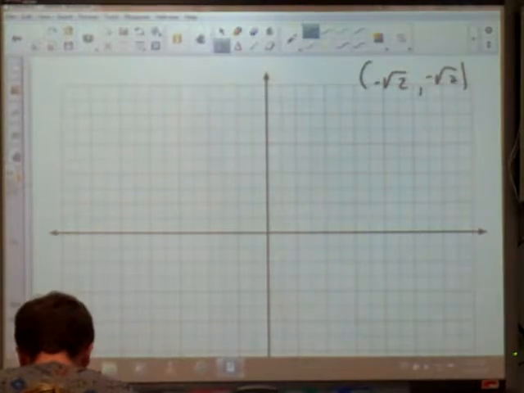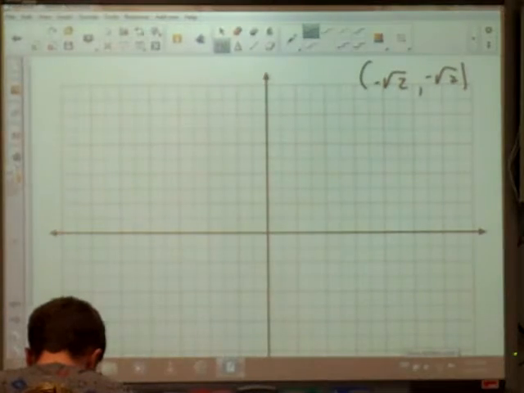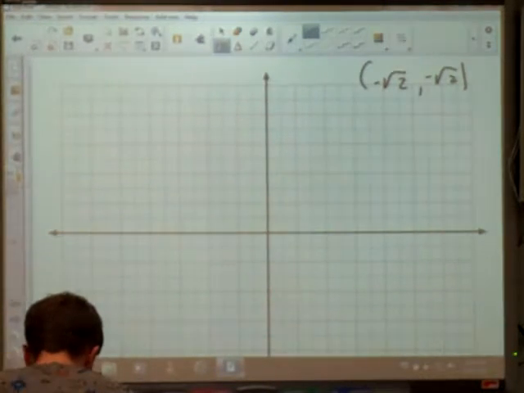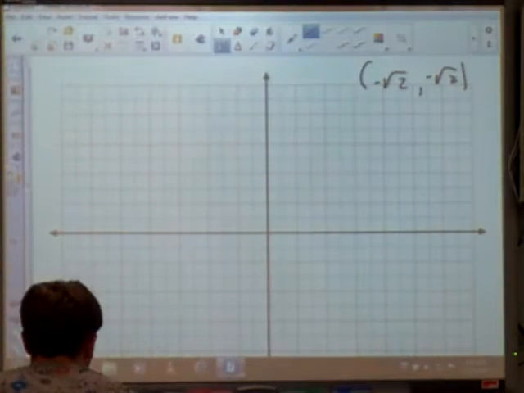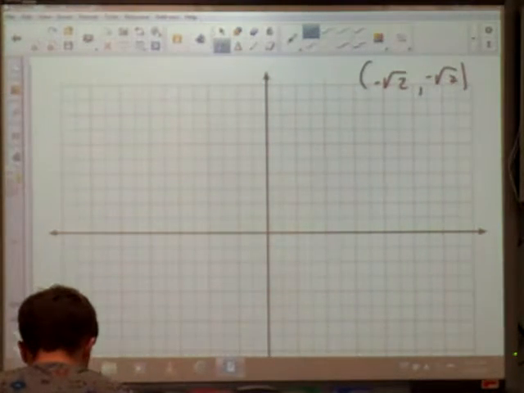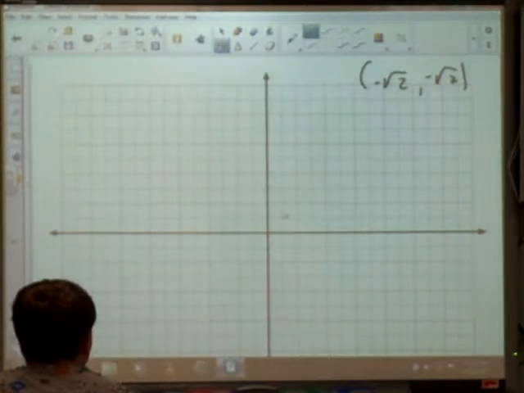Alright, look at this ugly thing I gave you. -√2, -√2. Alright, so first off, square root of 2 is an irrational number. It's going to be a decimal that goes on forever. But I know that's going to be in quadrant 3. So I know my ray is going to come down here because negative means I go left and down, right?